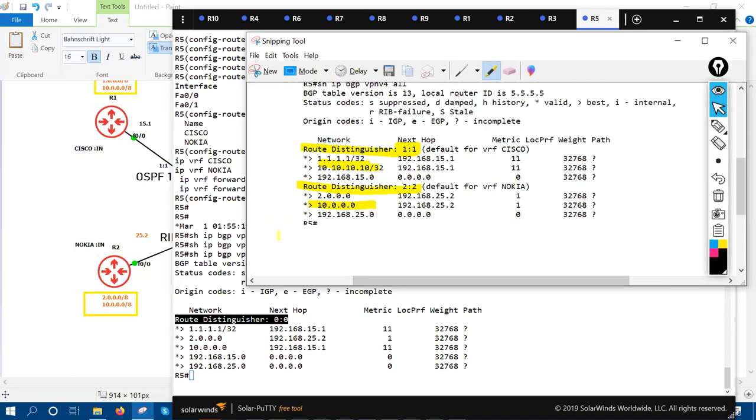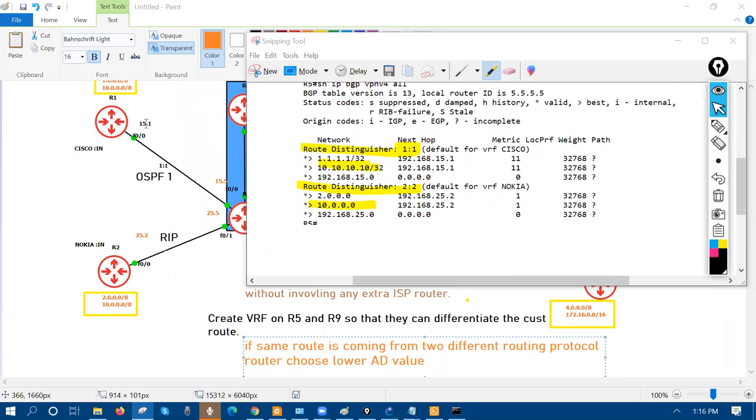Sir, intern, we are promoting. Okay, let me complete this part. Sir, one minute. For just the screenshot of the previous one, where you're seeing only the 15.1 on the 10 subnet, can you just show that once? This one, 15.1 subnet. This one. And this is 25.2. Okay.